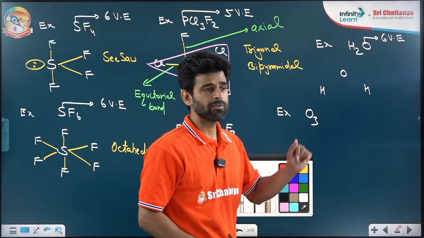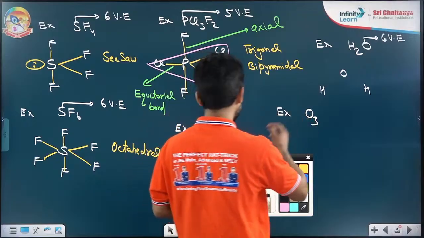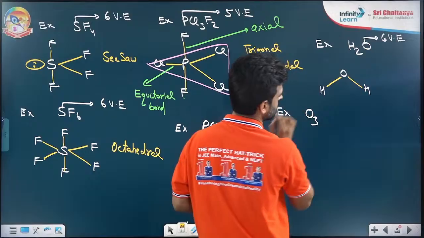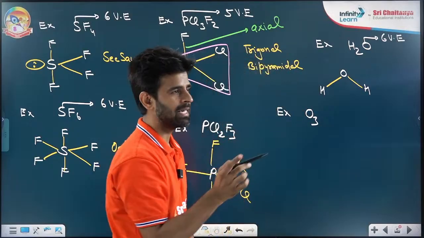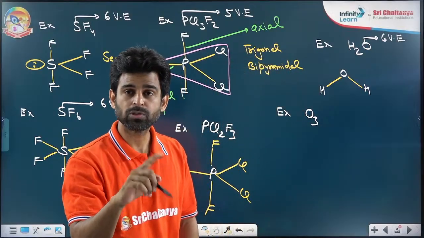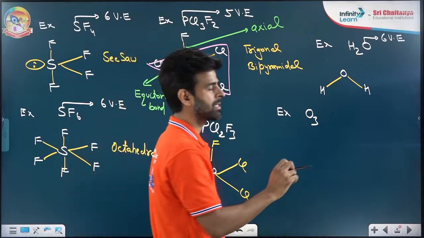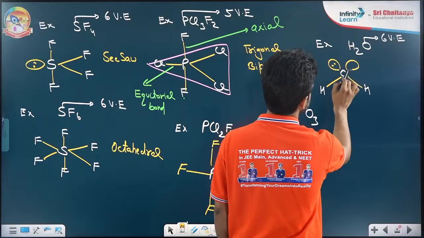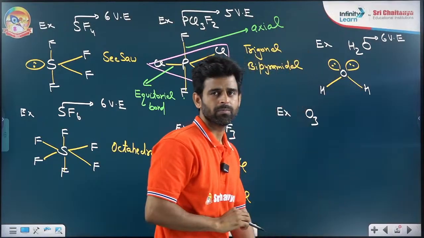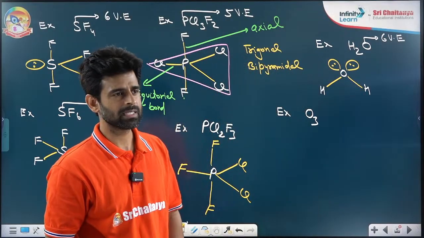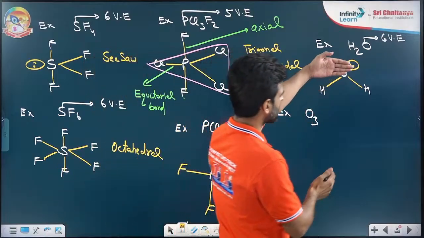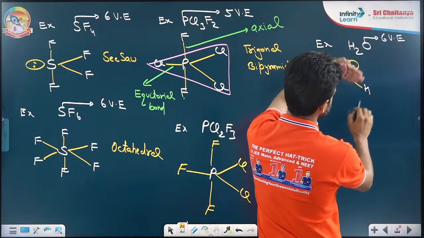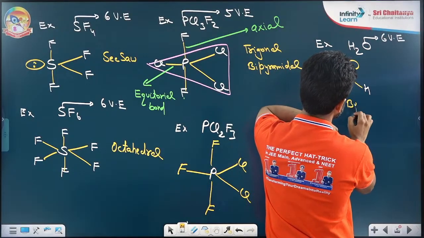Right, so here if you see, this is a single bond here, and a single bond here. Out of 6 valence electrons, 2 are used in making bonds. How many remaining? 4 are remaining. These 4 will be used as 2 lone pairs. So if you look at the shape, what is it? It is bent or angular, right? You can say bent or angular.